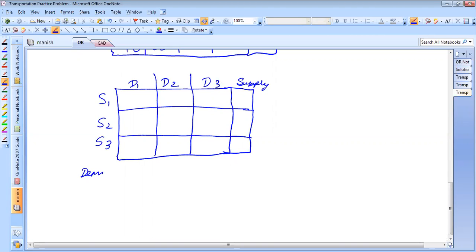Let me just write the values. So for supply I am writing S and for demand I am writing T. Should I write all those things, or is it okay to understand? Is it okay? Okay. So let us write here supply, demand. Now what we have here is, say, the supply is 30, 50 and 70, but the demand here is 50, 30 and 50.